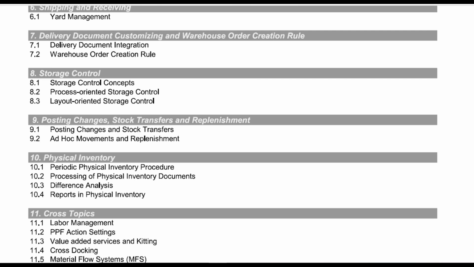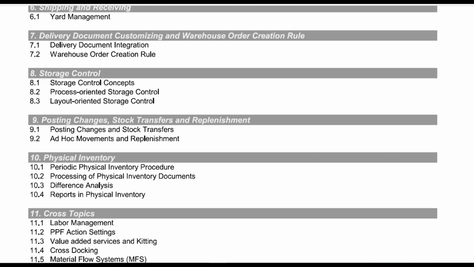And finally, we are going to implement storage control, where using process and layout storage control, we are going to amend our inbound process to carry out various intermediate steps like deconsolidation and quality inspection for inbound, staging and packing for outbound, and loading as well.